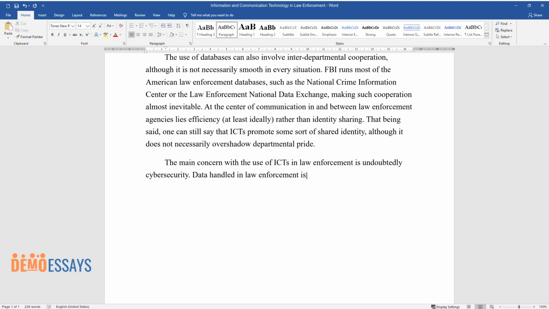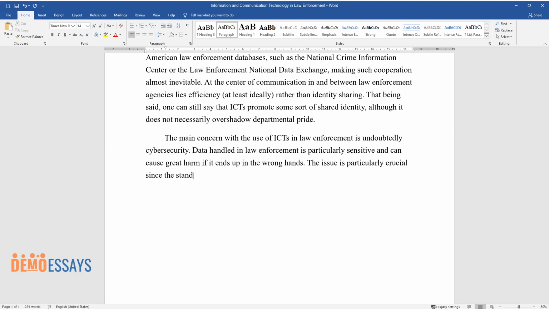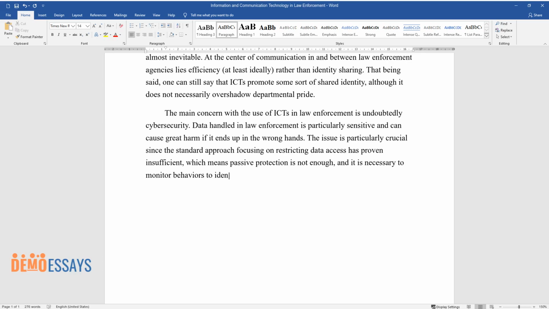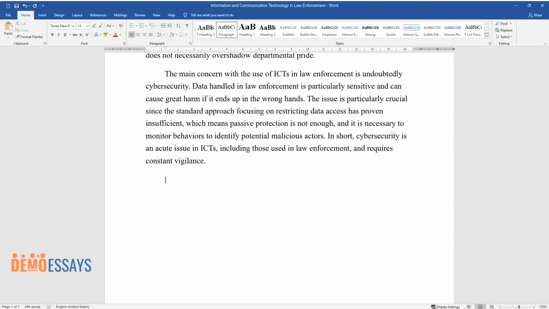Data handled in law enforcement is particularly sensitive and can cause great harm if it ends up in the wrong hands. The issue is particularly crucial since the standard approach focusing on restricting data access has proven insufficient, which means passive protection is not enough, and it is necessary to monitor behaviors to identify potential malicious actors. In short, cybersecurity is an acute issue in ICTs, including those used in law enforcement, and requires constant vigilance.